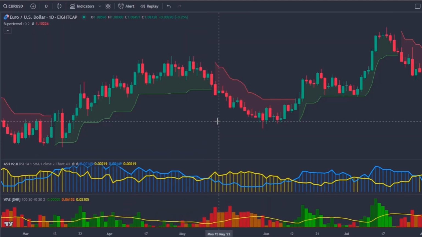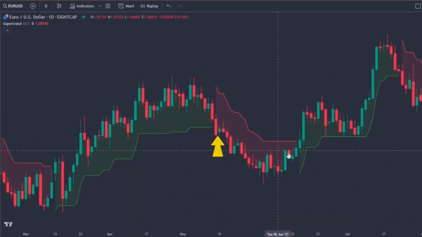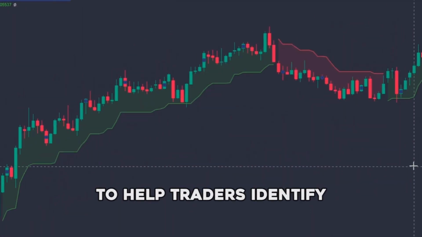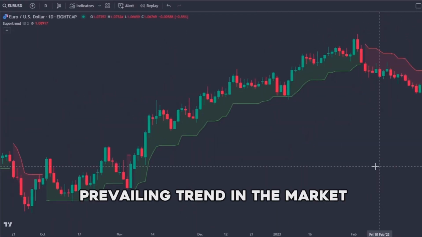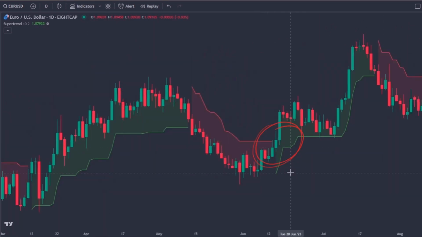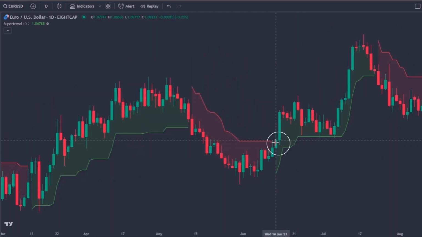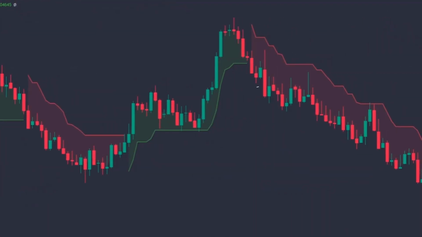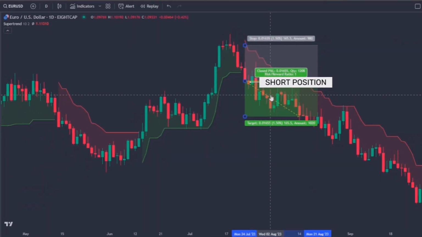The entry signals are given by the Super Trend indicator, a trend-following indicator used in technical analysis to help traders identify the direction of the prevailing trend in the market. Every time its line turns green, it means that it can be a good opportunity to take a long position. And when it turns red, it means it can be a good time to enter in a short position. But hold on a second.